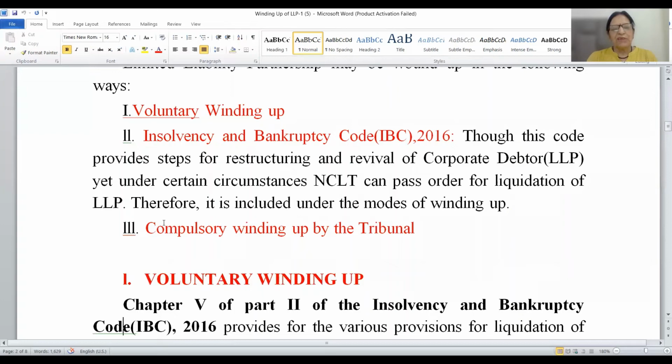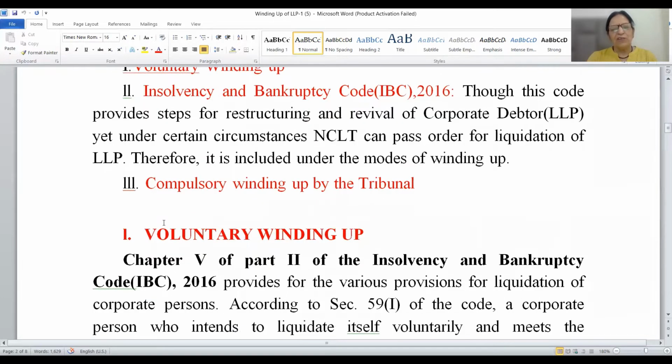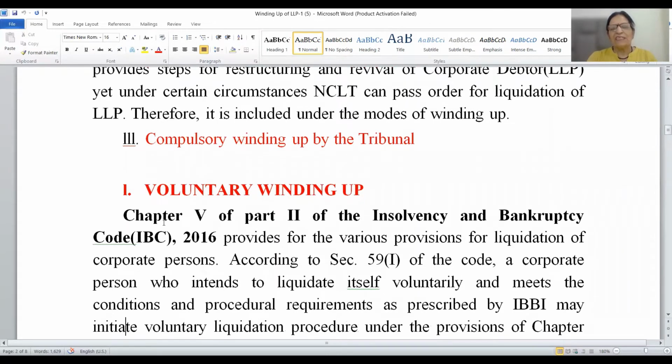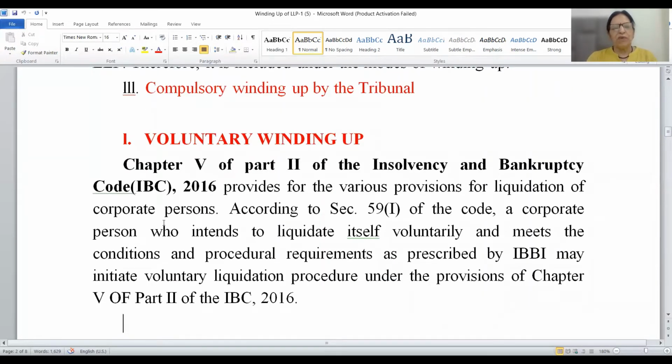So friends, I would like to talk about the voluntary winding up first. Chapter 5 of Part 2 of the Insolvency and Bankruptcy Code, IBC 2016, provides various provisions for the liquidation of corporate persons. According to Section 59(1) of the code, a corporate person who intends to liquidate itself on a voluntary basis and meets the conditions and procedural requirements as prescribed by IBBI may initiate the voluntary liquidation procedure under the provisions of Chapter 5 of Part 2 of the IBC 2016.